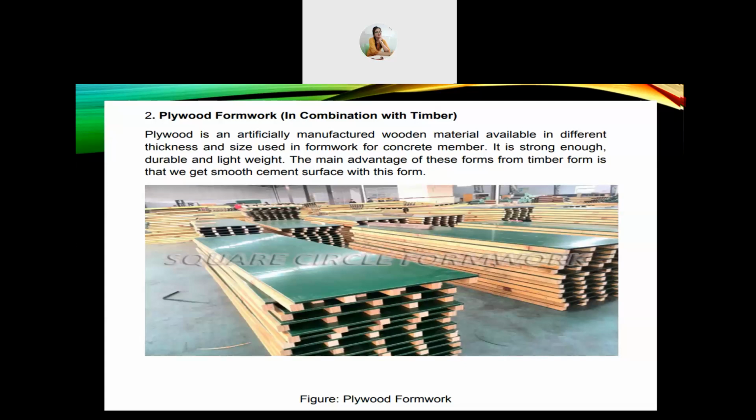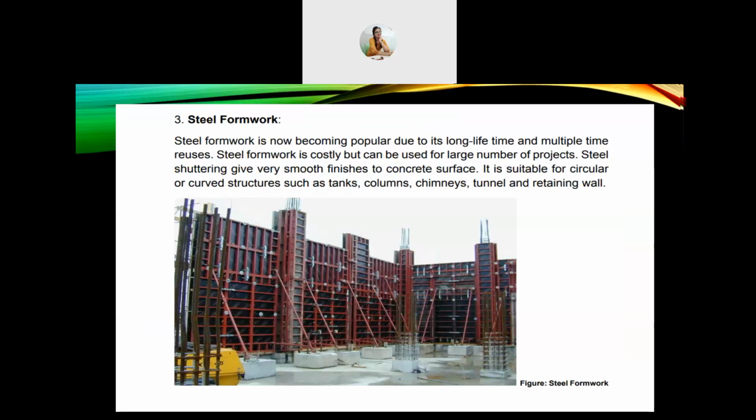3, steel formwork. Steel formwork is now becoming popular due to its long lifetime and multiple reuses. Steel formwork is costly but can be used for a large number of projects. Steel shuttering gives very smooth finishes to concrete surface and is suitable for circular or curved structures such as tanks, columns, chimneys, tunnels, and retaining walls.